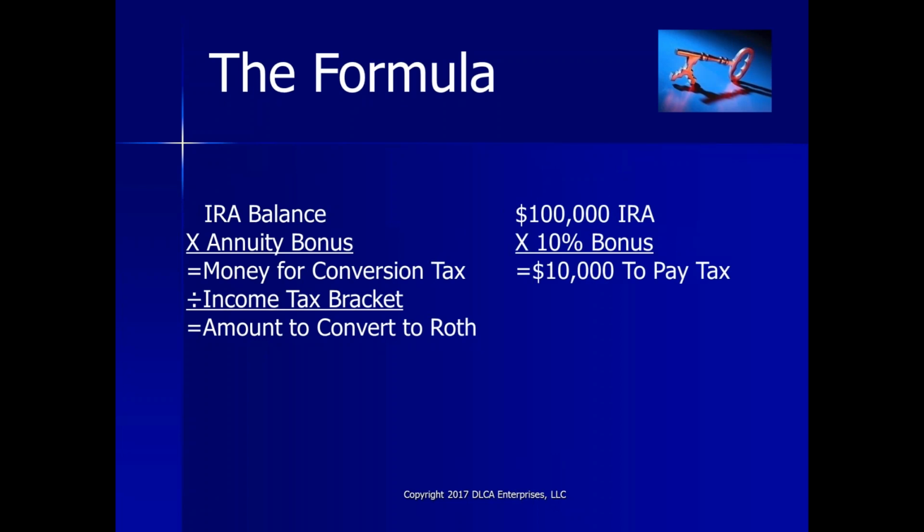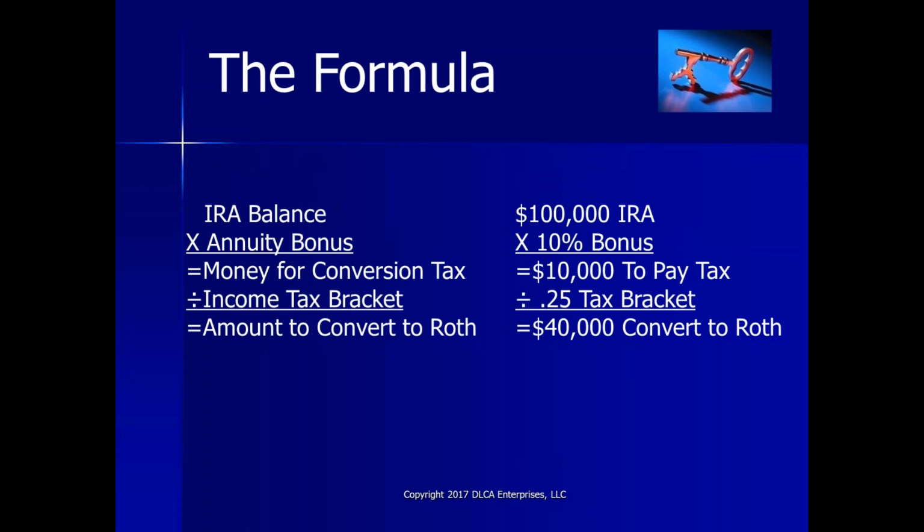Let's add numbers to it. IRA balance is $100,000 times the bonus 10% equals $10,000 to pay the tax. The tax bracket's 25%, so you divide that $10,000 by 25%, and you come up with $40,000 that you can convert to a Roth. That's the formula.